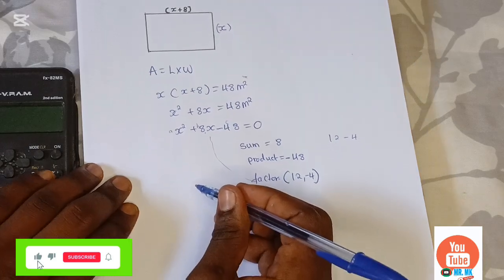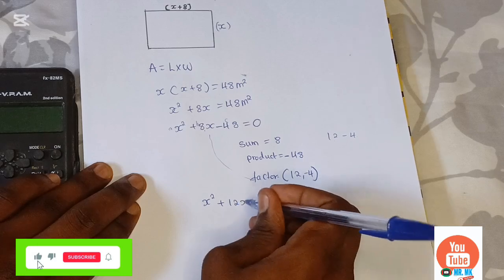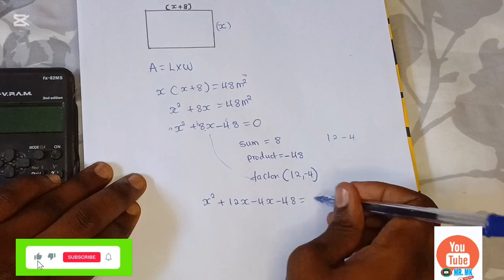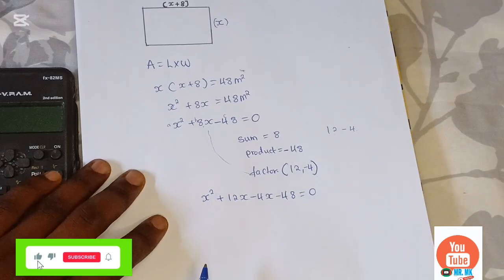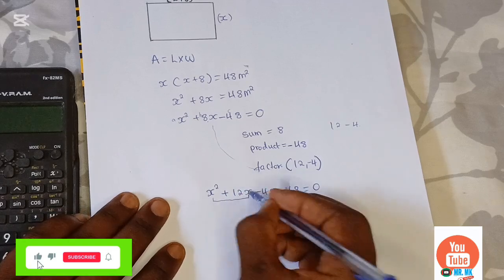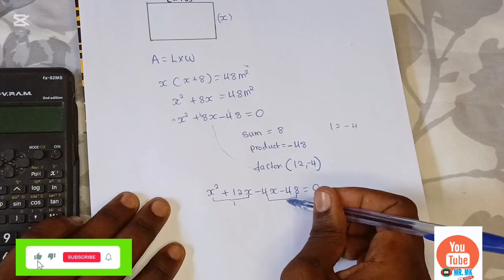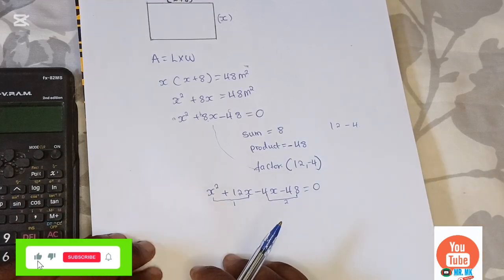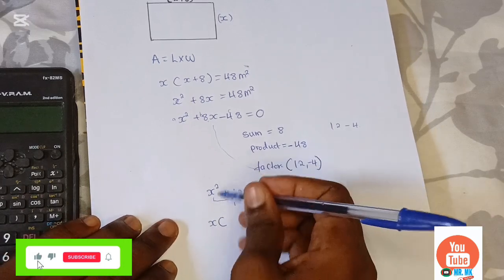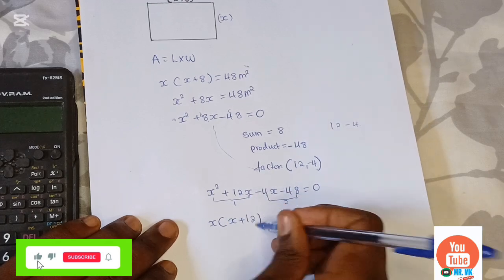Now substitute it: x squared plus 12x minus 4x minus 48 is equal to 0. Now from there, you factorize by grouping. These are group 1, and from here up to here is group 2. Let's factorize. Which one is common? x is common. Now x squared divided by x is x, plus 12x divided by x is 12.